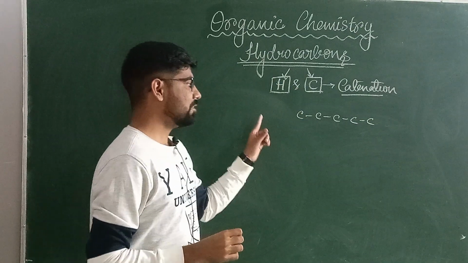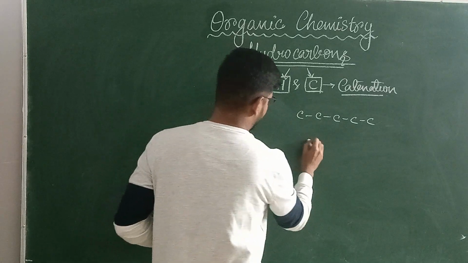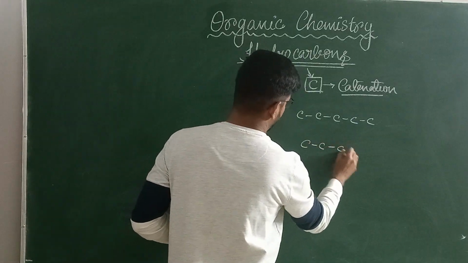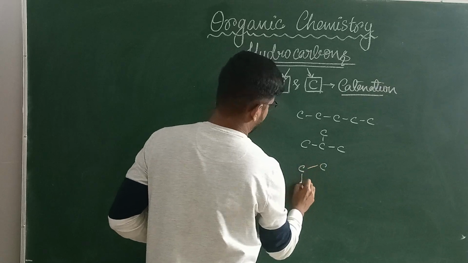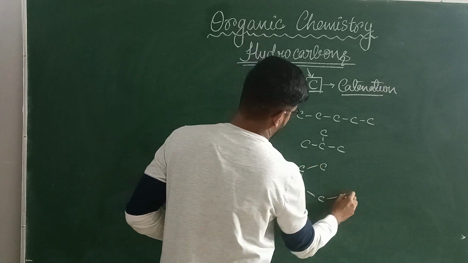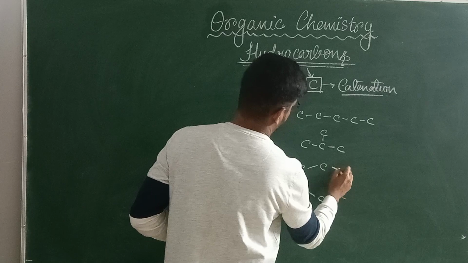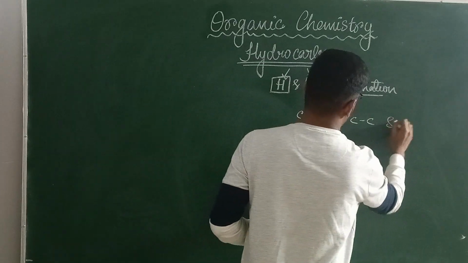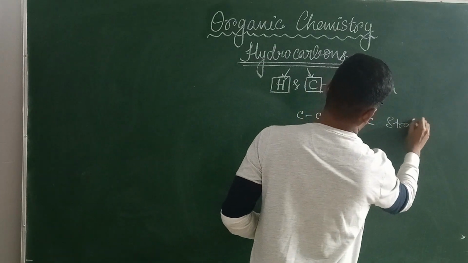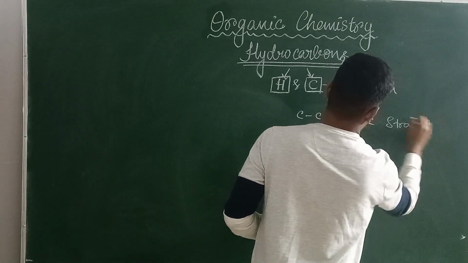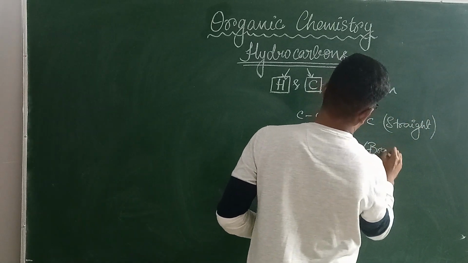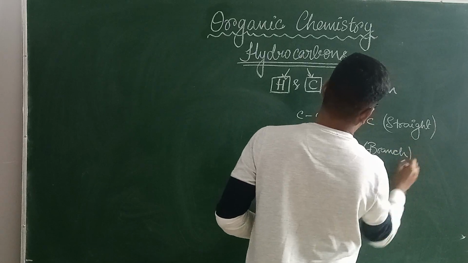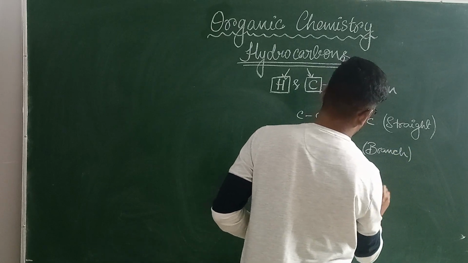This chain can be a straight line, this chain can be branched, or this chain can even be cyclic. So this is a straight chain, this is a branched chain, and this is a cyclic chain.